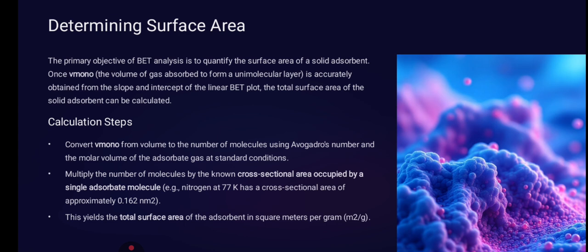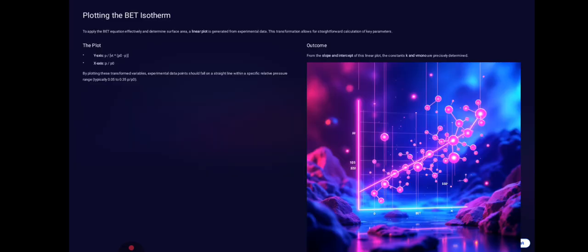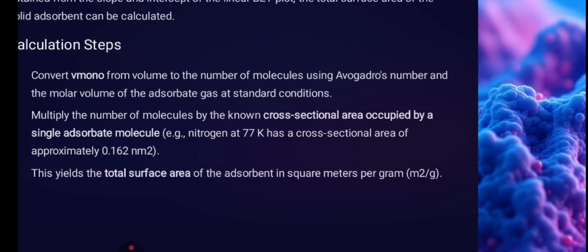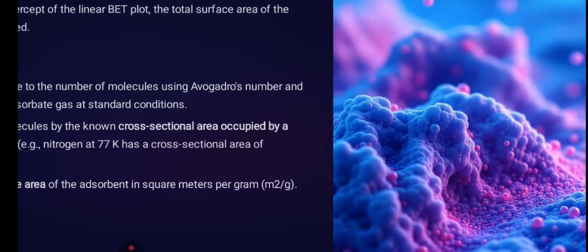Next we explain the calculation steps of the BET isotherm. First, convert V mono from volume to the number of molecules using Avogadro number and the molar volume of the adsorbate gas at standard conditions. Then multiply the number of molecules by the known cross-sectional area occupied by a single adsorbate molecule. Nitrogen gas at 77 Kelvin has a cross-sectional area of approximately 0.162 square nanometer. This yields the total surface area of the adsorbent in square meters per gram, m2/g.